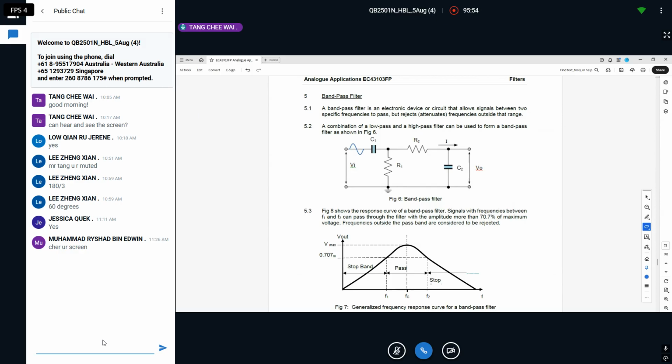First of all, you're asking what you mean. Band pass is, I don't want the low frequency, I don't want the high frequency, I want the frequency in the middle. Then maybe it sounds better. That's why they say allow between the two specific frequencies to pass, and reject the rest.